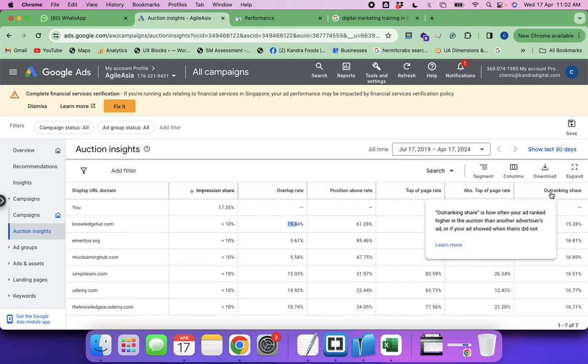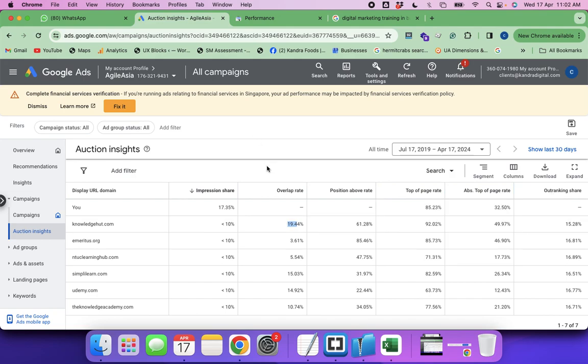Outranking share is how often your ad ranked higher in the auction than another advertiser's ad, or your ad showed when theirs did not. All this data is useful for you to understand what's happening with the competitors and how they are trying to take up your business. If you look at this, they're not really taking up the business. The overlap rate is also very low, just 19 percent, 3.16 percent, and impression share is very low for this player.